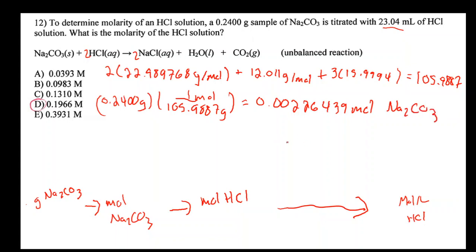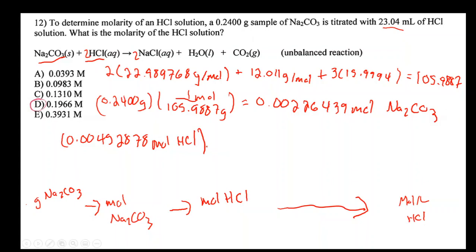So then looking at our molar ratios here, for every 1 mole of Na2CO3, we have 2 moles of HCl. So we're essentially going to have to multiply that by 2. So that times 2 equals 0.00452878 moles of HCl.